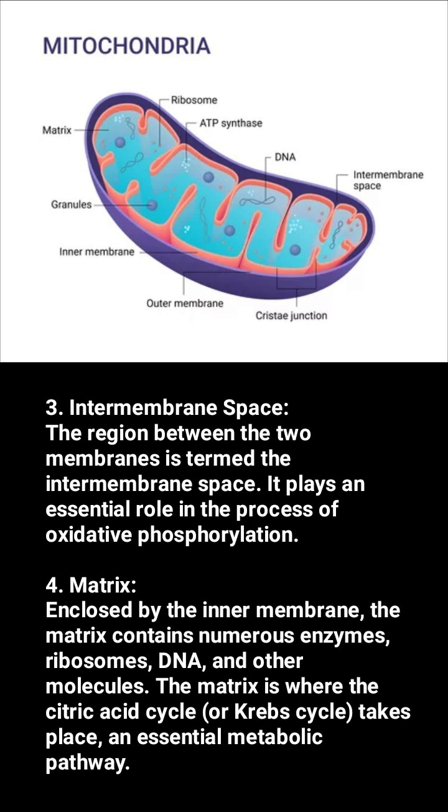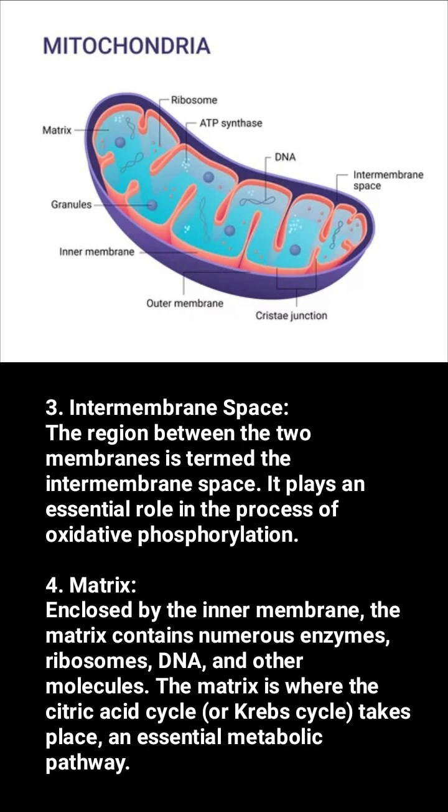3. Intermembrane space. The region between the two membranes is termed the intermembrane space. It plays an essential role in the process of oxidative phosphorylation. 4. Matrix. Enclosed by the inner membrane, the matrix contains numerous enzymes, ribosomes, DNA, and other molecules. The matrix is where the citric acid cycle, or Krebs cycle, takes place, an essential metabolic pathway.